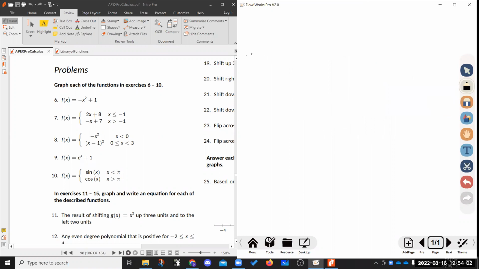Number 7, it's a piecewise defined function. f of x is equal to 2x plus 8 for x less than or equal to -1, and -x plus 7 for x greater than 1. So we've got at -1, I'm going to stick it in to here, and this is going to be -2 plus 8, which is 6.